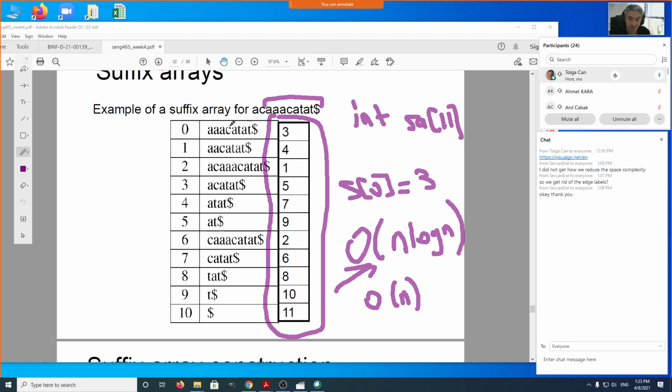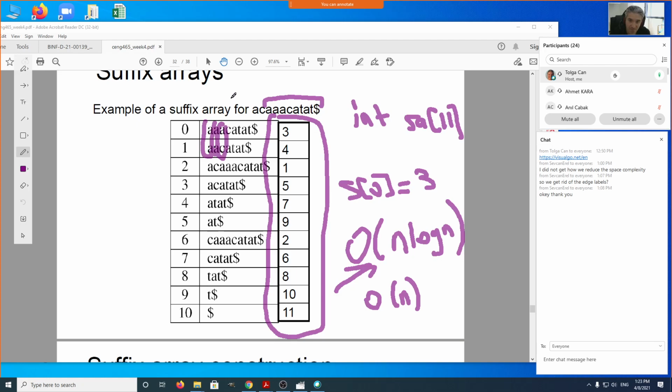These are strings. We are sorting strings using their lexicographic order, meaning that if somebody gives you two strings, ACTAT or CATAT dollar, which one would appear first in the dictionary? If you can answer that, the thing is, if they start with the same letter, we look at the second characters. If they have the same second letters, we look at the third characters. Here, their third character is A, this is C, therefore this one comes first.